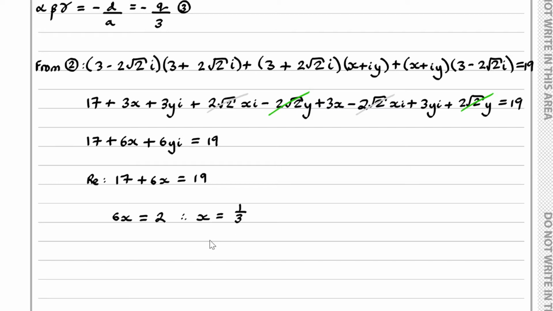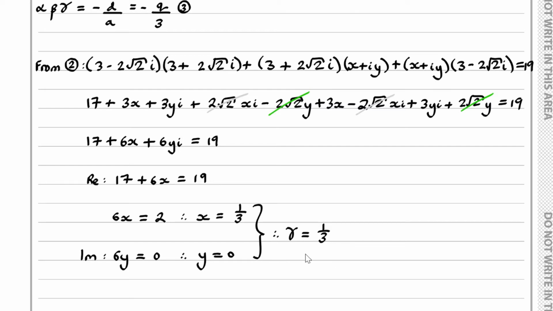1/3. And if we compare the imaginary terms, on the left hand side we have 6y of them, and on the right hand side we have 0 of them. So therefore y is equal to 0. And knowing the value of x and y, we can therefore conclude over here that gamma, our third root, is equal to 1/3.